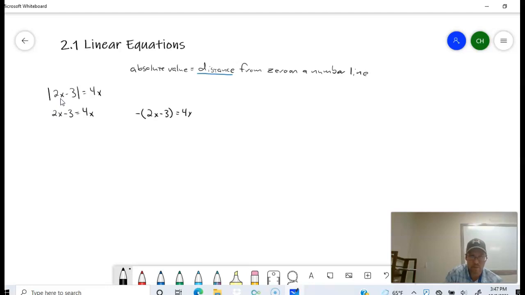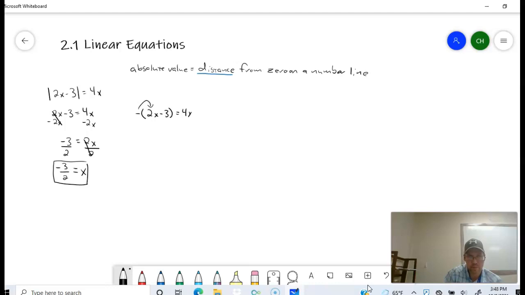We'll start on this one first. Subtract 2x from both sides. I get negative 3 equals 2x. Use the multiplication property of equality. And I get negative 3 halves equals x. So that's one solution I'm coming up with.